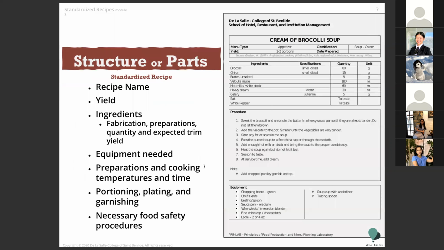All right, so now let's look at the structure of a recipe, the parts of a recipe. Let's look at each one. First, we have the recipe name. Of course, you need to know what you're cooking, right? So the recipe name is this one.